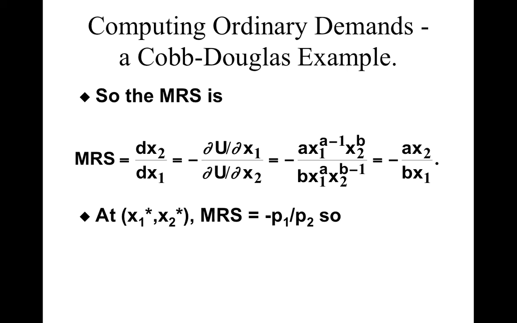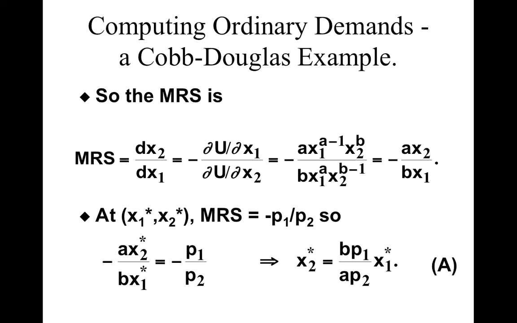Now we know that at the optimal bundle, MRS is equal to minus P1 by P2. So all we need to do is equate the slope of the indifference curve with the slope of the budget constraint. Then we basically solve for one of the variables. Now you can see that all this equation A gives you is how x2 varies with x1. But of course, this doesn't give us a solution.